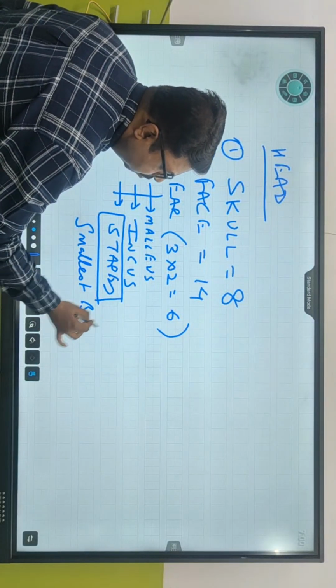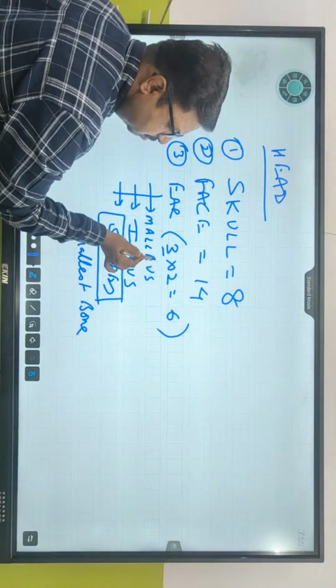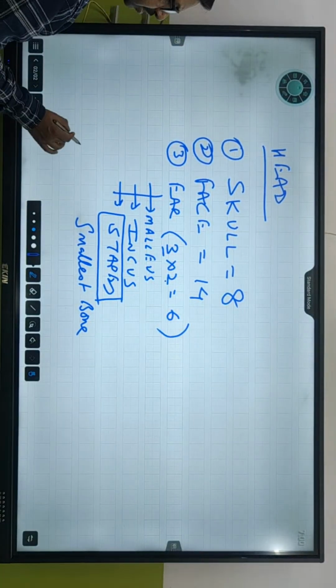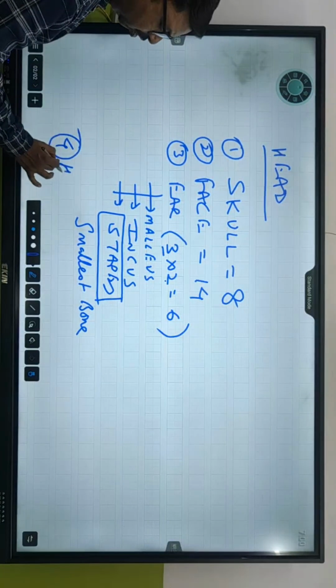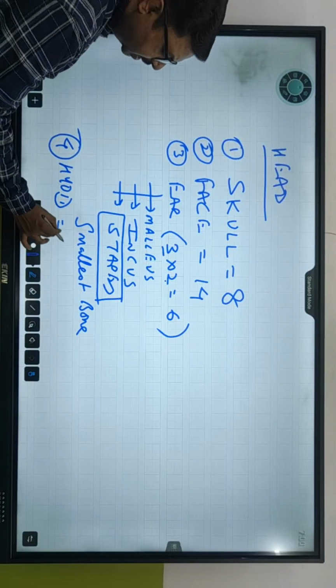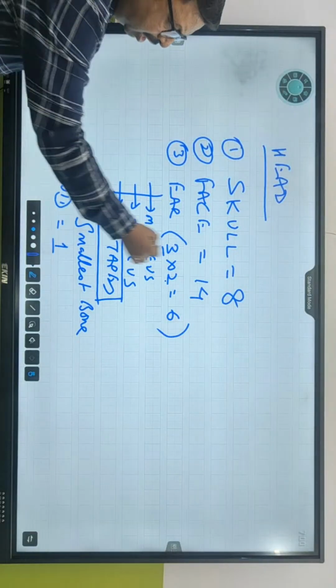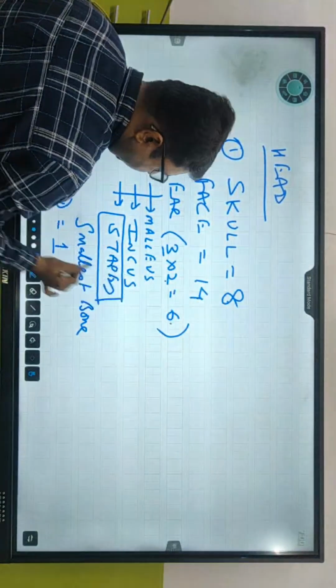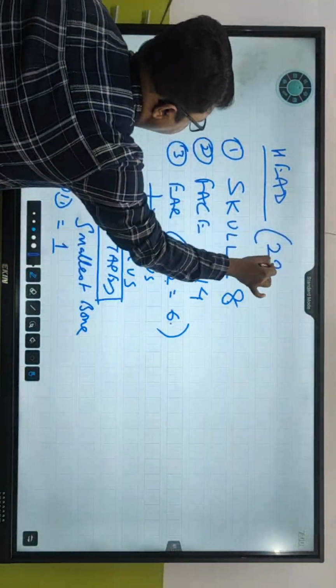So these 3 bones are present in one ear. So 2 ears contain 6 bones. Ayush, is this clear? And the fourth one is the hyoid bone. Hyoid bone कितने सारे हैं? In our head, only 1. So if you count it, 8 plus 14 is 22, plus 6 is 28, and 1, 29. So in the head, how many bones are there?